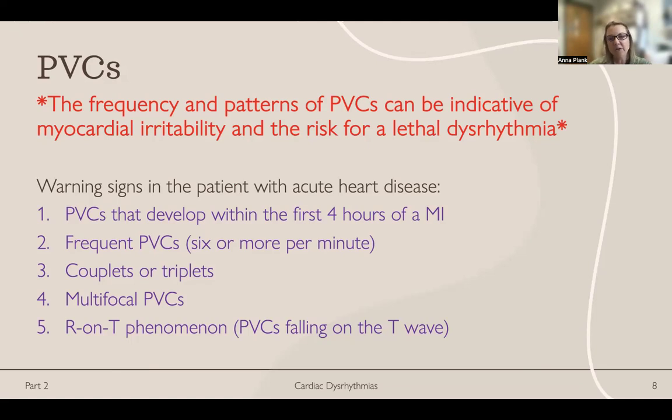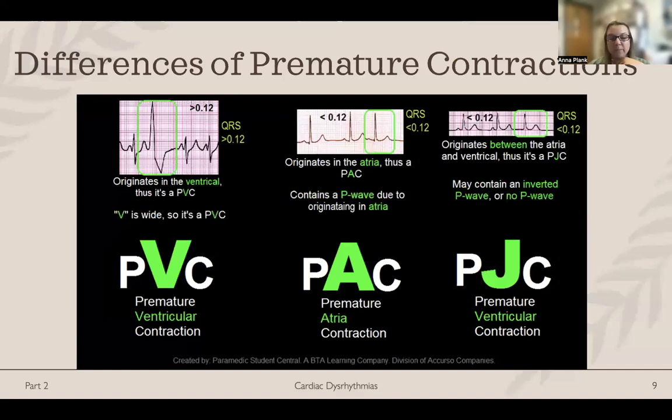Or if you have a patient that is within a couple hours of having an MI, myocardial infarction, and they're starting to develop PVCs. So these are what to watch for when you get report on your patients. If any of these things are happening, you need to move them up the priority list. Those are the people that you're going to assess pretty quickly.